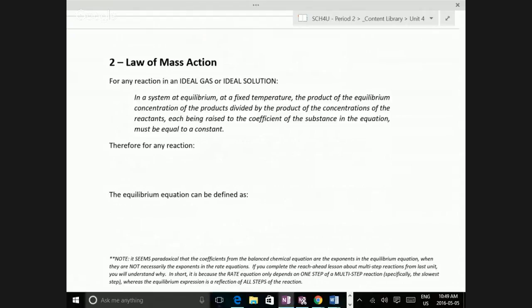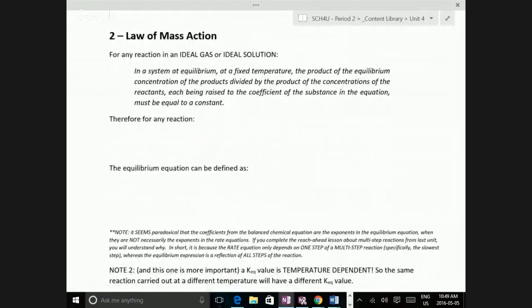All right? The law of mass action says that for any ideal gas or ideal solution, in other words, under ideal conditions, if the system is at equilibrium at a fixed temperature, the product of the equilibrium concentration of the products divided by the product of the... does anyone know what that means? I don't. Can I just give you the equation?